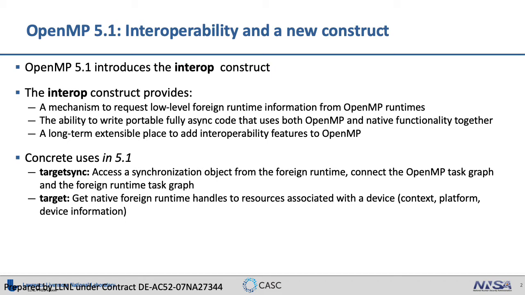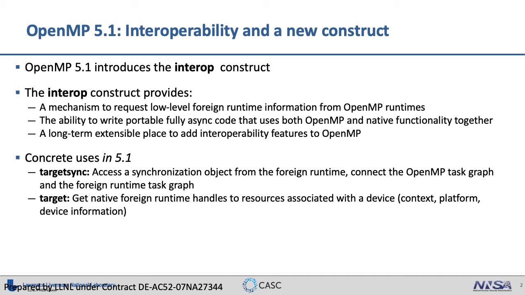A concrete example of this would be if you're mixing, say, SYCL in OpenMP or CUDA in OpenMP, and you need a queue or a stream to be able to do asynchronous compute in the foreign system. You can get that out of OpenMP. You can have asynchronous OpenMP target regions and asynchronous CUDA or SYCL code and interconnect them correctly with dependencies without having to block your thread waiting on the host and put bubbles in your asynchronous compute pipeline.